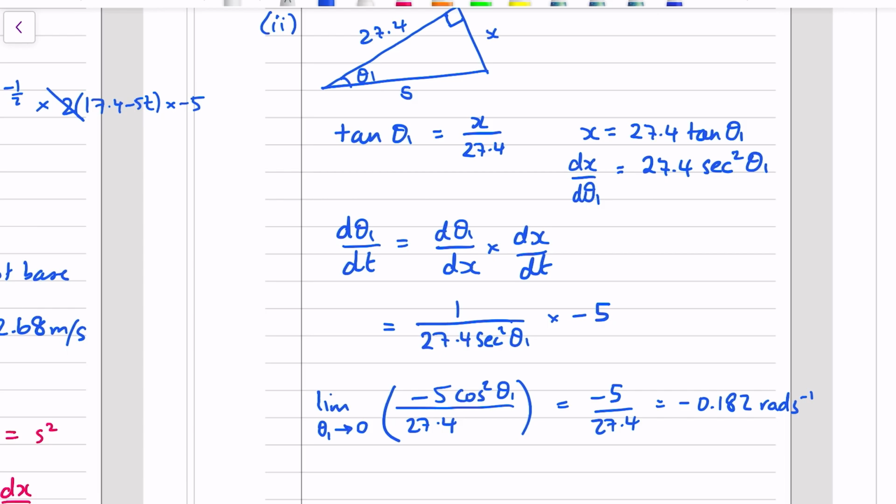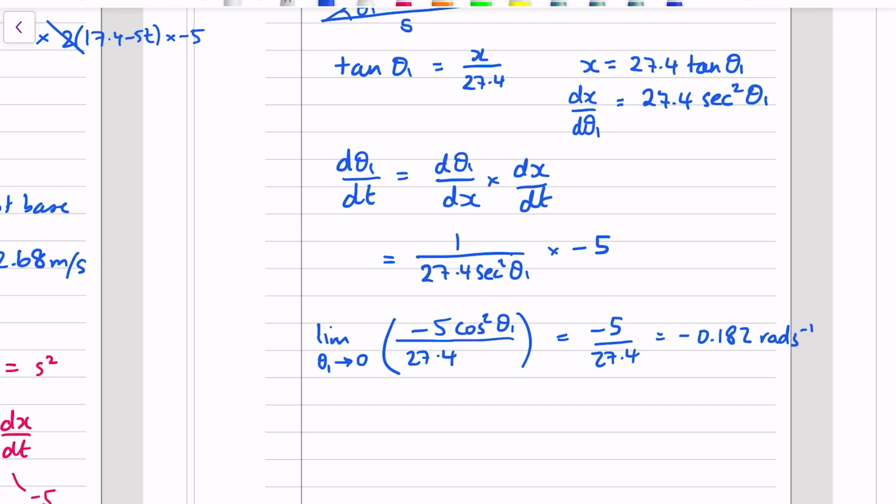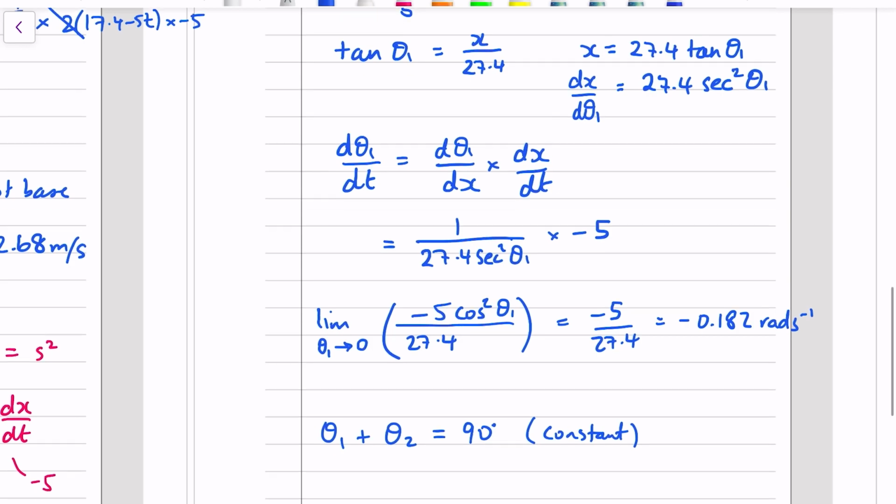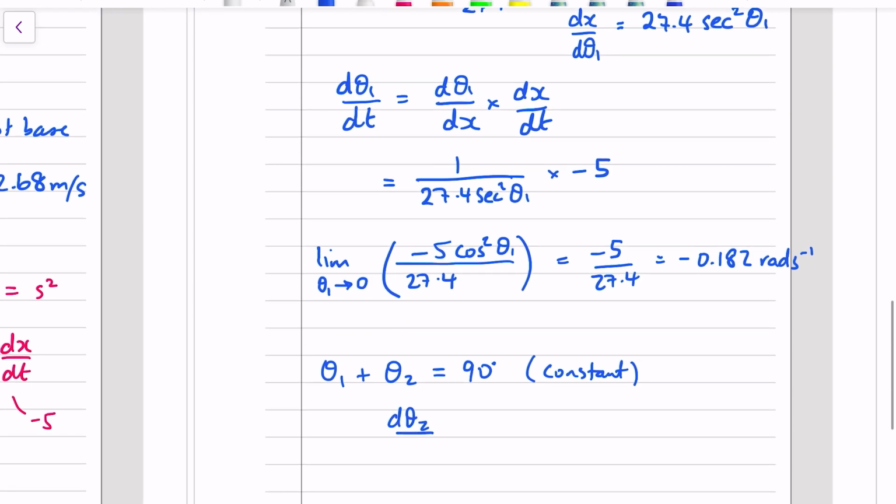Now, we could follow a similar process for the second angle, for theta 2. But what you need to know from this question is that theta 1 plus theta 2 is equal to 90 degrees, a constant. So if theta 1 is decreasing by 0.182 radians per second, d theta 2 over dt is going to be equal to plus 0.182 radians per second to preserve the shape of the triangle. One of the angles is fixed. If the other one goes up by a little bit, the other one needs to go down by the same rate.